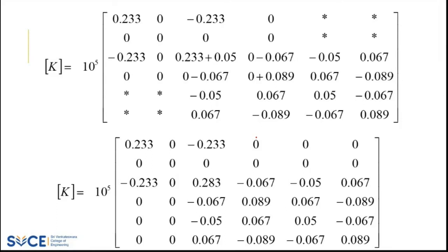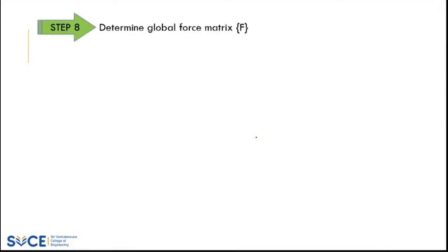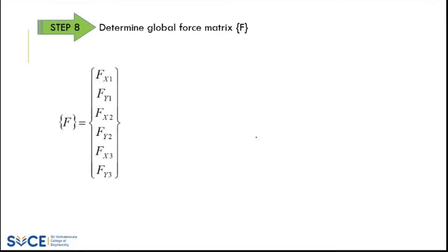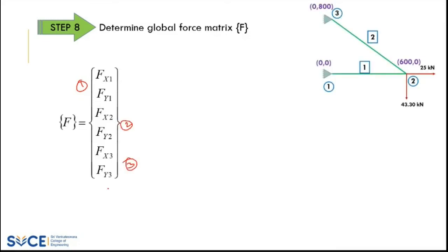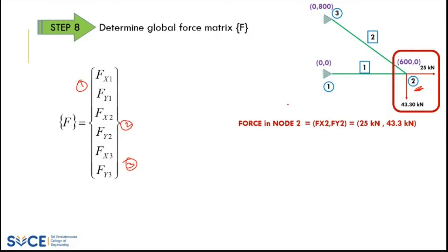That is enough. Next, I'm going to determine my global force matrix. So what is my force matrix? You have 3 points, x1, y1, x2, y2, and x3, y3, which indicate nodal point 1, nodal point 2, and nodal point 3. When you look at the problem, you have force only at nodal point 2. The remaining are 0, so just substitute it accordingly.